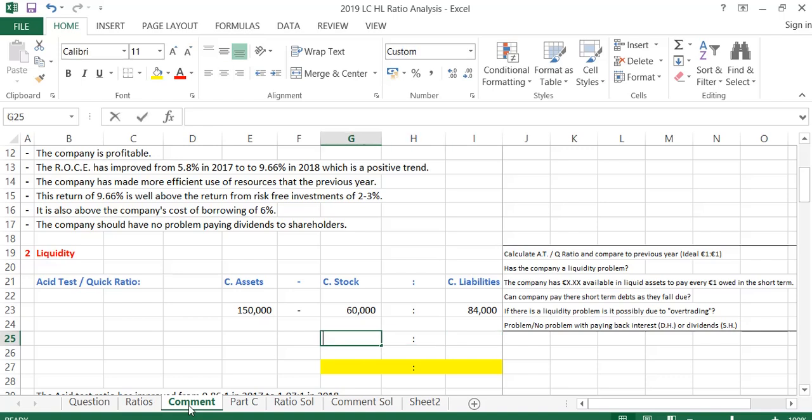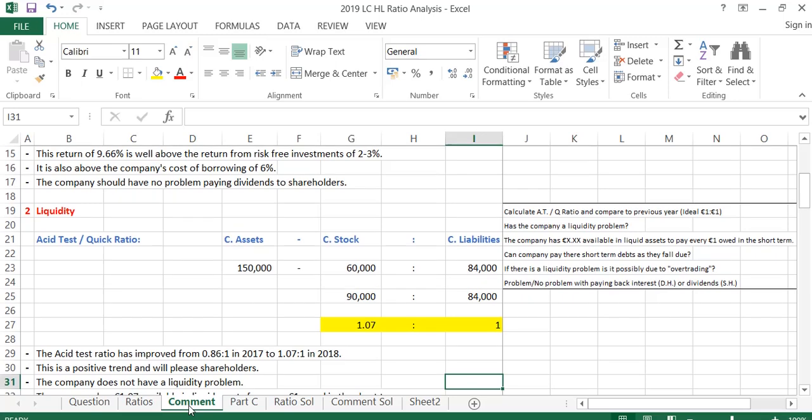So what I'm comparing is 150 minus 60. I'm comparing 90,000 to 84,000. So that's going to be 90 divided by 84. It's going to be 1.07 is to 1, which is above 1 is to 1, which is acceptable.